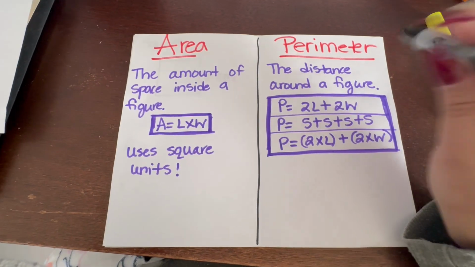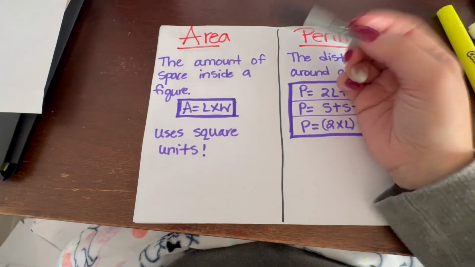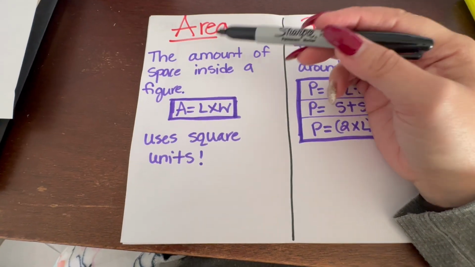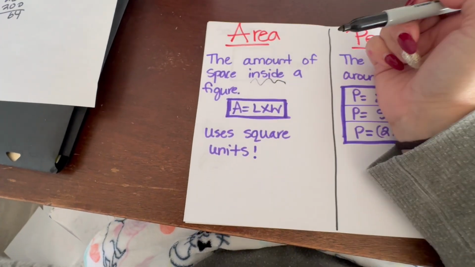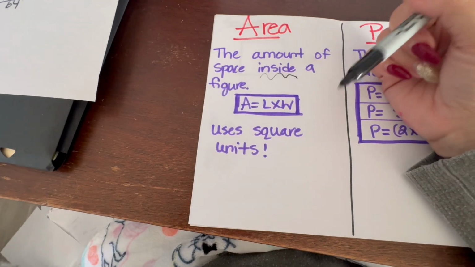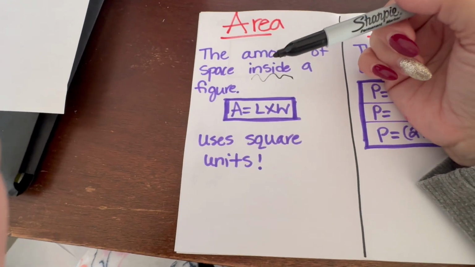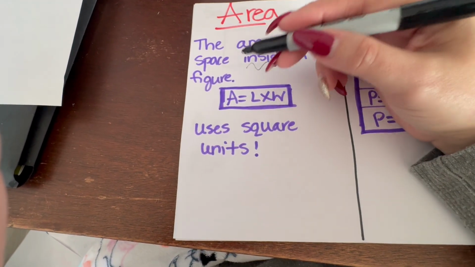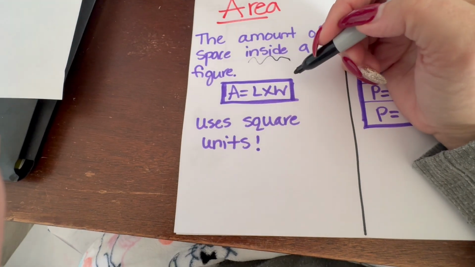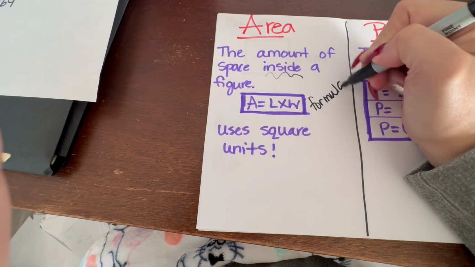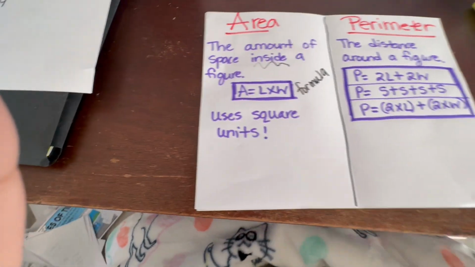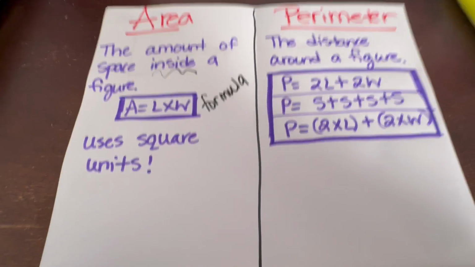Hello, we're going to be looking at area and perimeter. So let's remember that area is the amount of space inside a figure. And it uses square units. And the formula for area is area equals length times width. Okay, this is called the formula. And we can find these formulas in our reference charts that we're using in class.